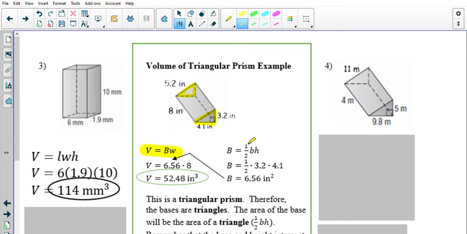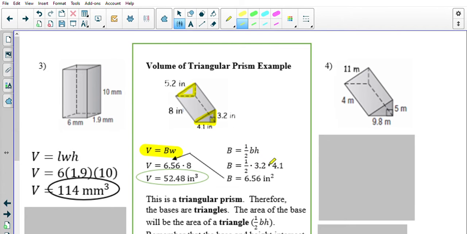If my base were a different shape, let's say it were a trapezoid, or maybe a parallelogram or something like that, we would find the area of the base using the area formula for that shape. So we'll do half times base times height here. The base and height of this triangular base meet at a right angle. We see that right here that I highlighted in yellow. So the base and height are 4.1 and 3.2.